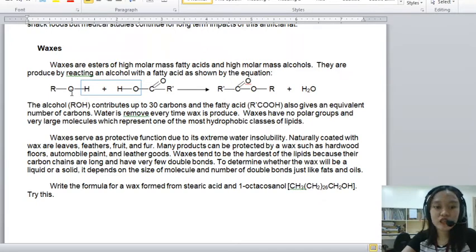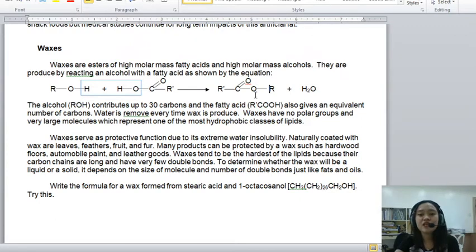And then, kinombine mo na siya, so may natira kang oxygen dito sa inyong alcohol. That oxygen will bind to the carbon atom of your fatty acid, producing the product. Okay, so the alcohol ROH contributes up to 30 carbons, and the fatty acid COOH also gives an equivalent number of carbons. So water is removed every time wax is produced.